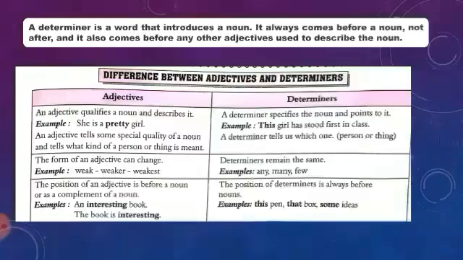What is a determiner? A determiner is a word that introduces a noun. It always comes before a noun, not after, and it also comes before any other adjectives used to describe the noun.